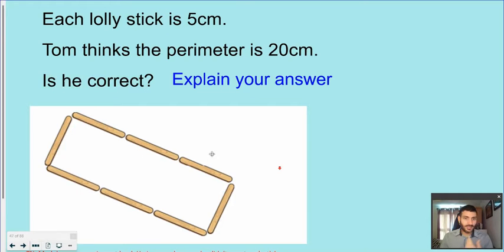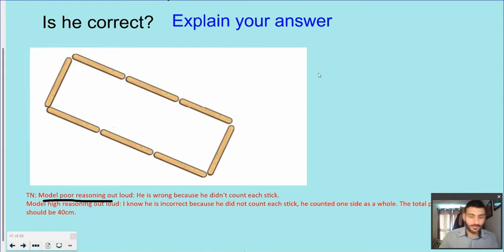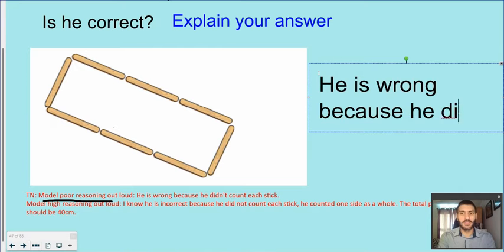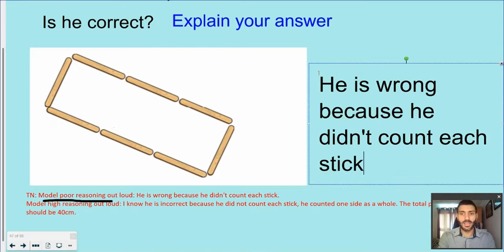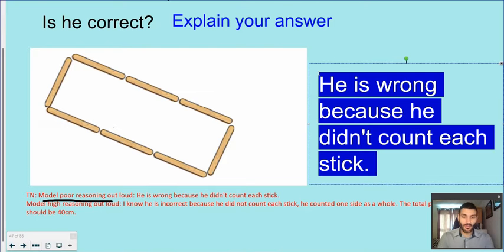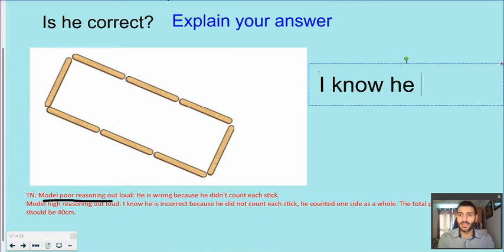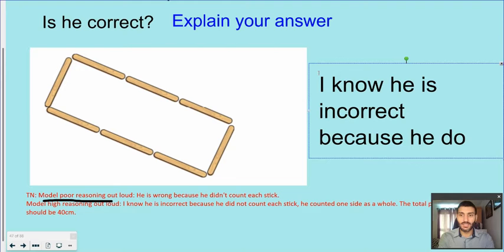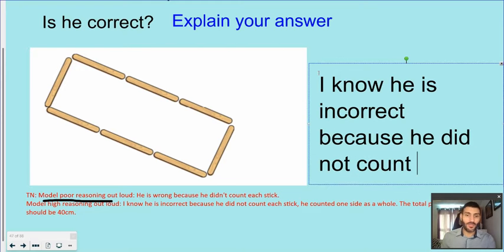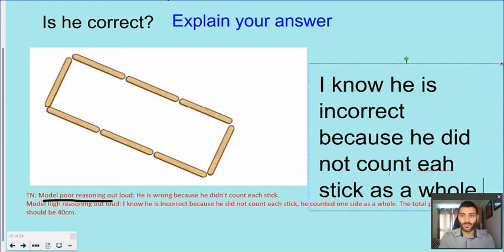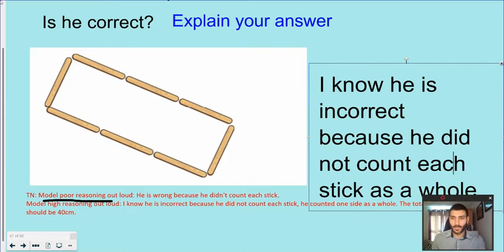So if in your books you say he is wrong because he didn't count each stick, I'm going to say that's good, well done, that makes sense, but that's not using mathematical language. We have to use mathematical language when we're talking about maths. So let's do it properly. I'm going to write, I know he is incorrect because he did not count each stick as a whole. Full stop. I might have to expand on that. The total perimeter.